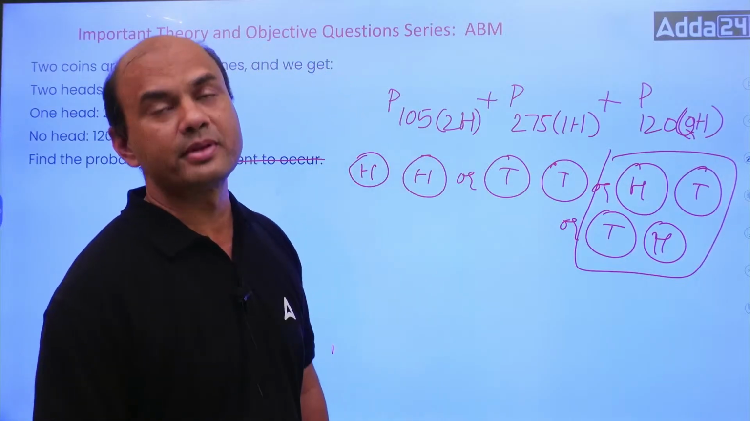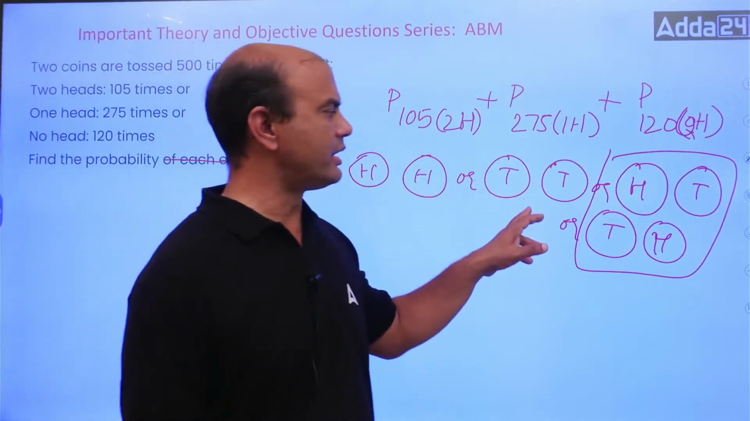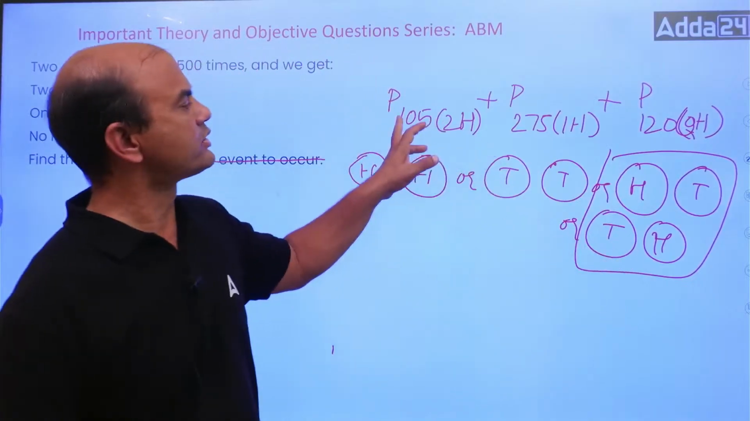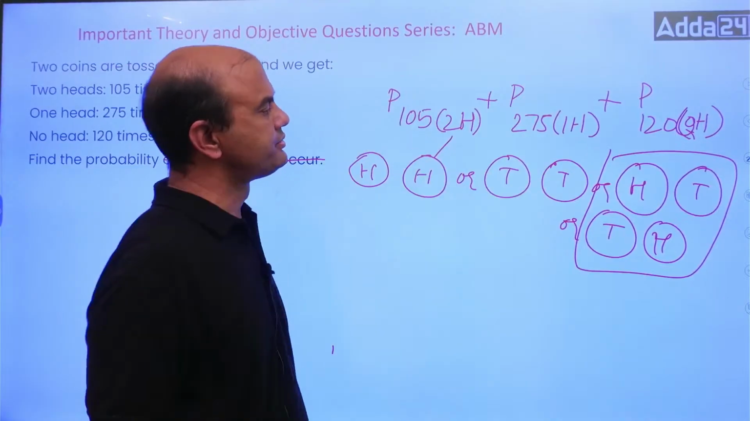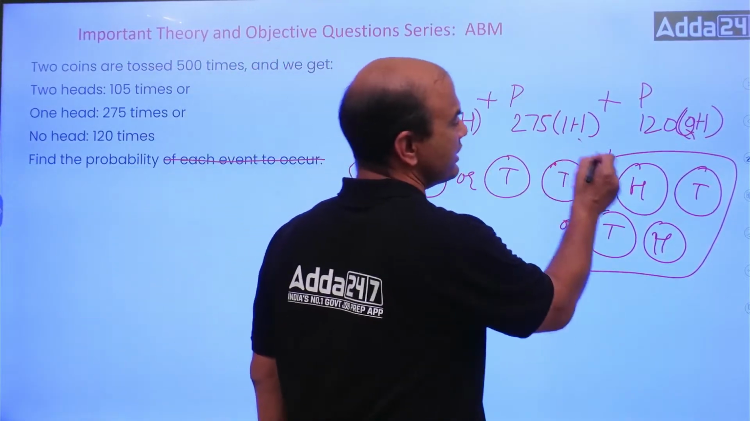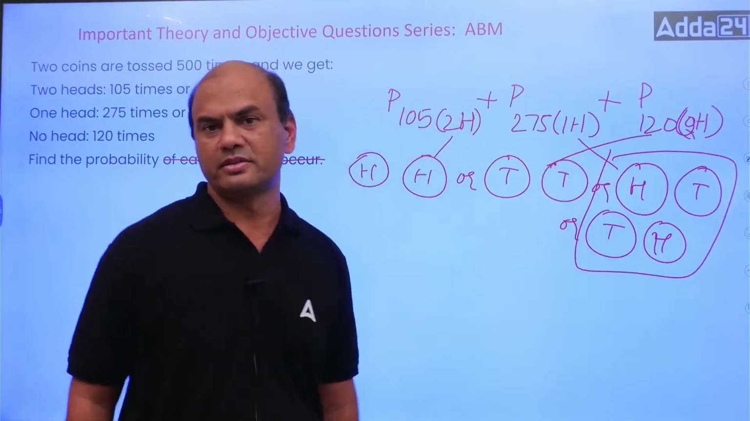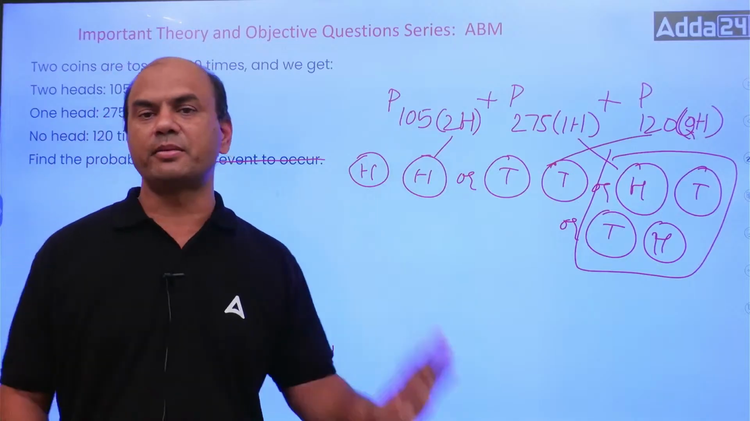So in this case, either you will get head head, tail tail, or head tail, or tail head. Now look at this combination: you are having two heads over here, one head over here, and zero head over here. So there are only three possibilities possible, and all the three are described over here.